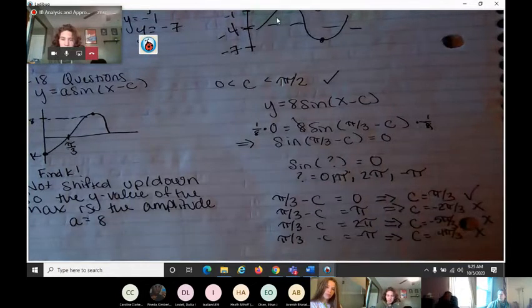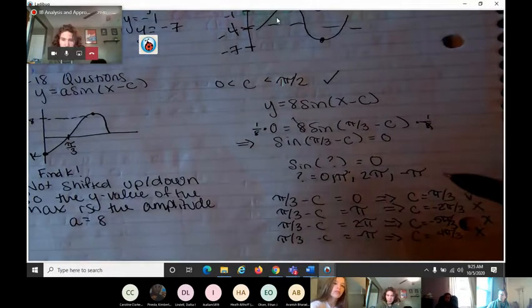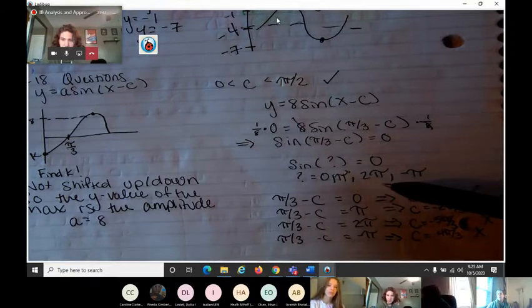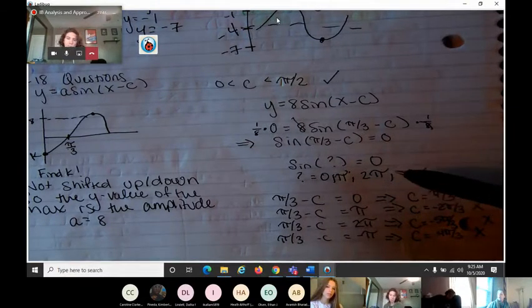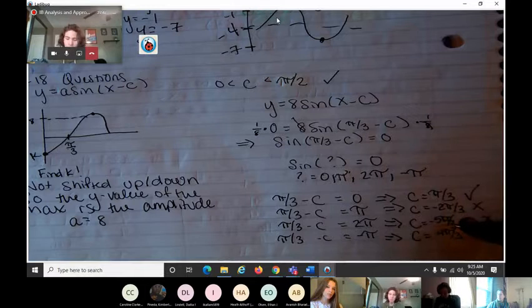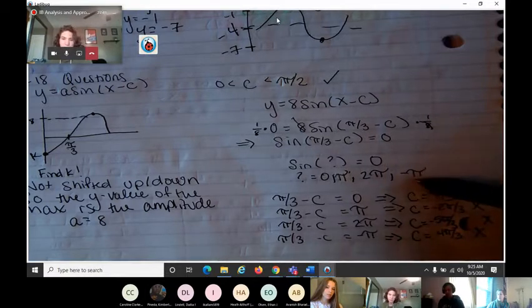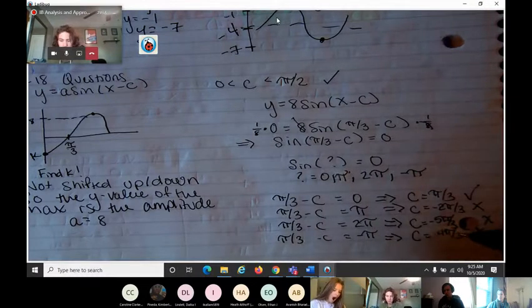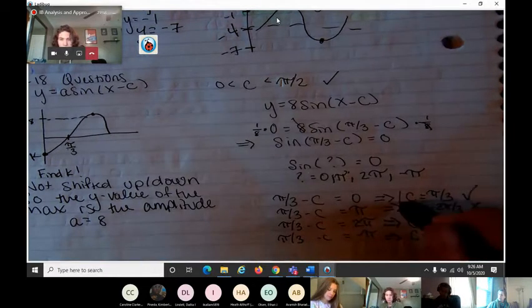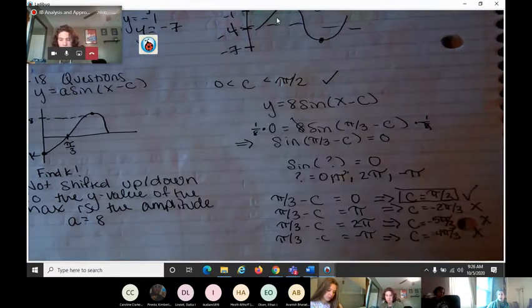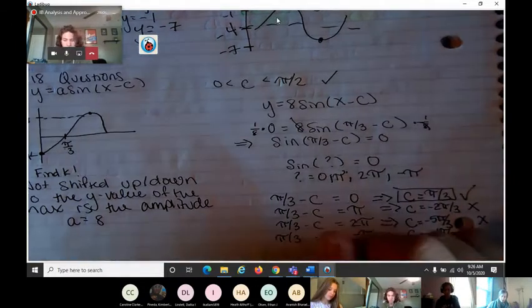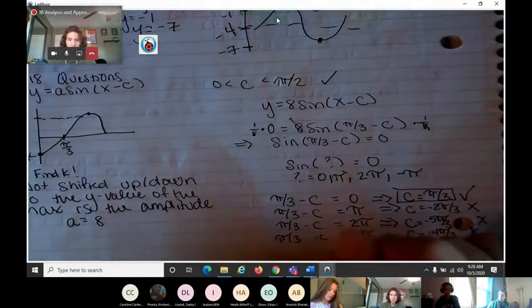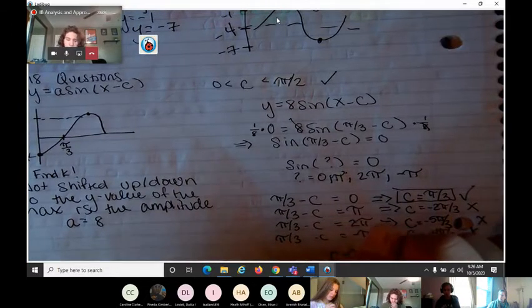Okay, and no matter which direction I go, if I got bigger pies like 3 pi, 4 pi, if I went all the way up, those are just going to be more and more negative. And if I go the other way, negative pi, negative 2 pi, I'm just going to get bigger and bigger c values. So the only one that will ever fit into that particular domain for c is pi over 3. Okay, so this is how we know that our c value must be equal to pi over 3.